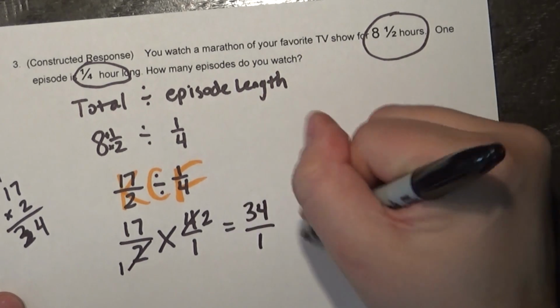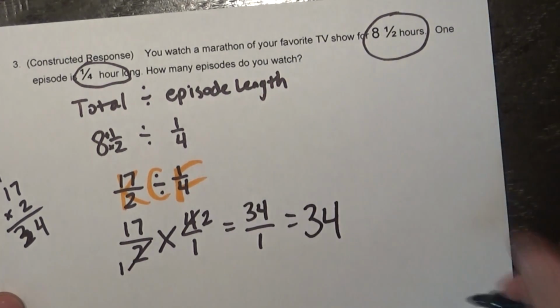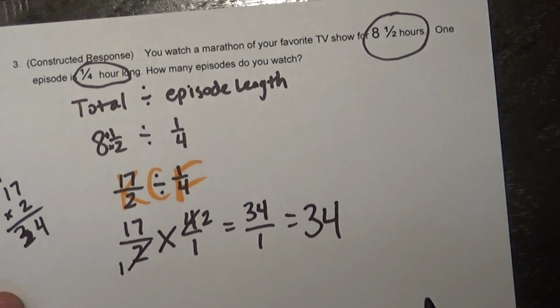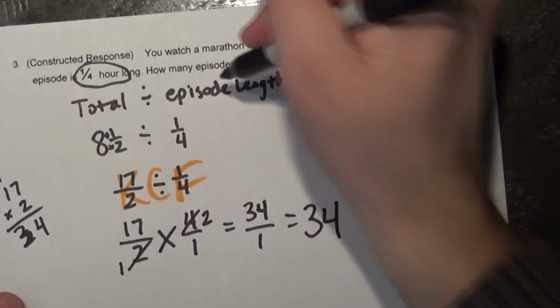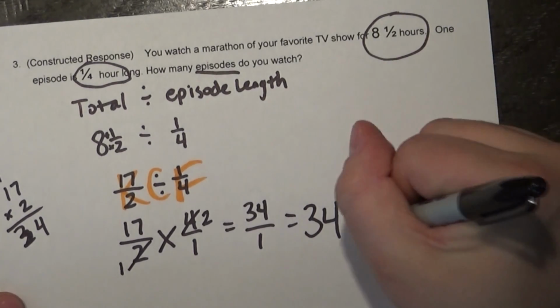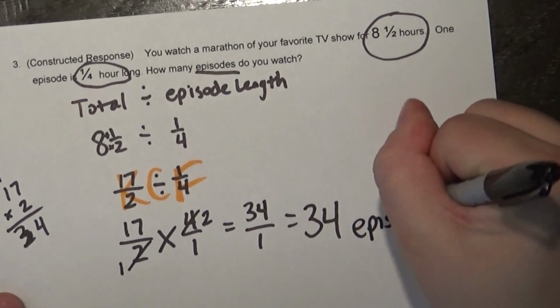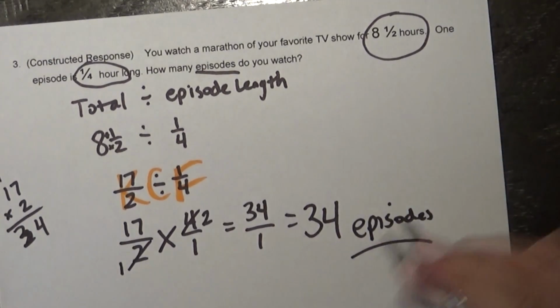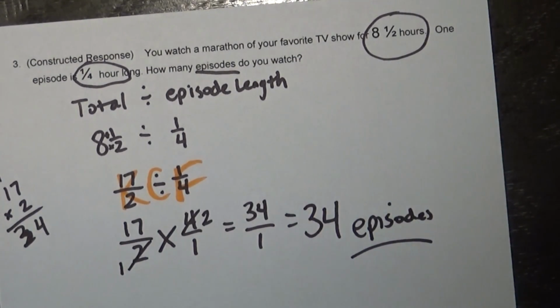So that's 34 over 1, which we know is really 34 whole, and then I want to make sure I include my label. The question again says, how many episodes do you watch? Well, it's going to be 34 episodes. So we have to include that label on number 3.